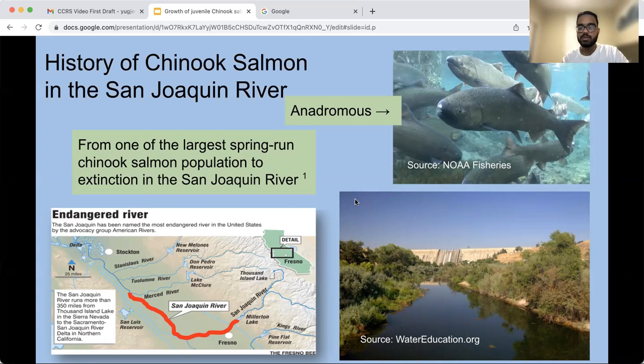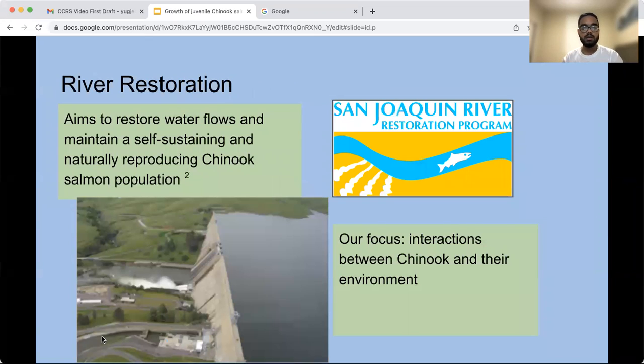On the bottom right, you see a picture of the Friant Dam, and on the bottom left is a graphic where one of the advocacy groups termed the San Joaquin River as one of the most endangered rivers in America. San Joaquin River Restoration Program began in 2006 after years and years of litigation. It aims to restore water flows that can maintain a self-sustaining and self-reproducing Chinook salmon population.